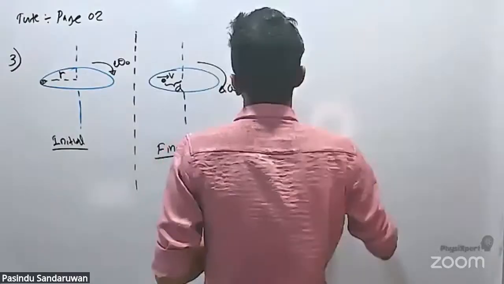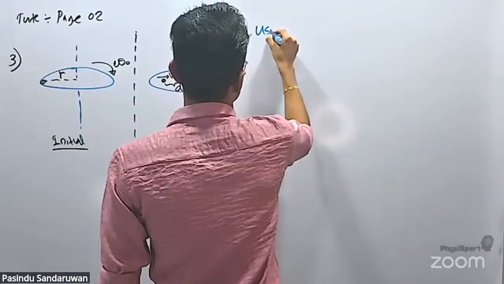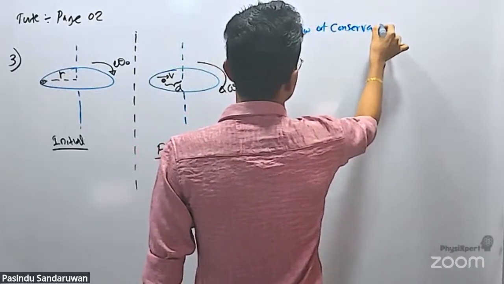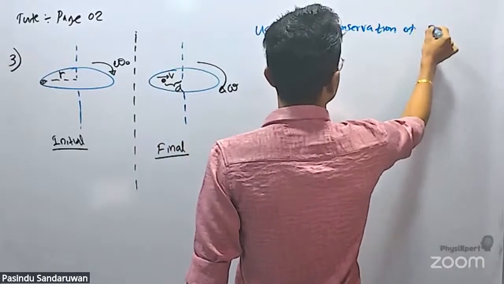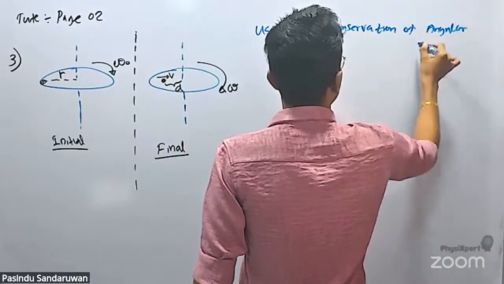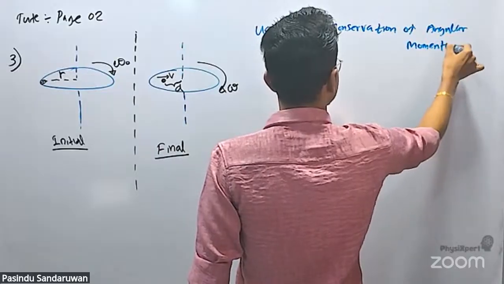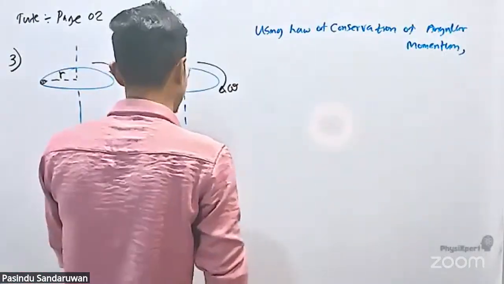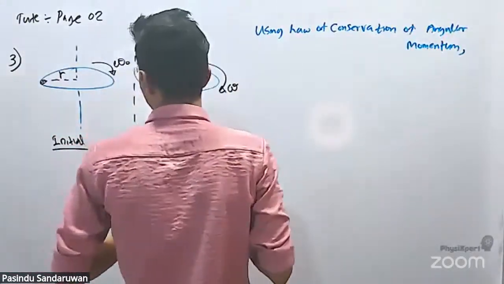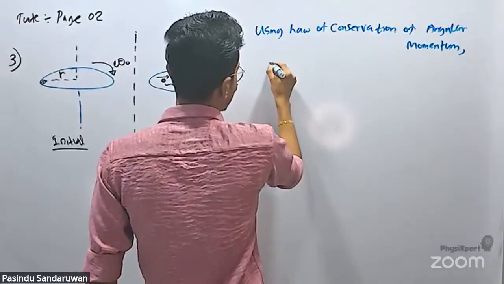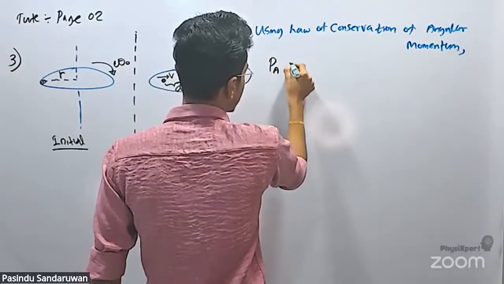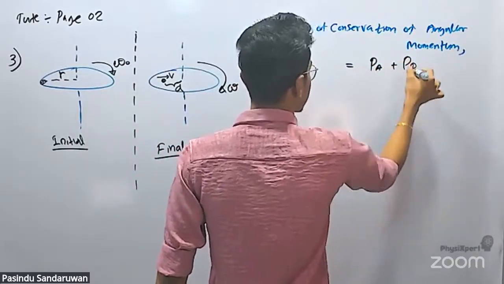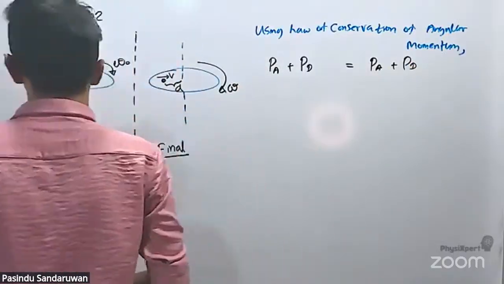Same logic, using the law of conservation of angular momentum. Now we have two objects, right? Then there should be an angular momentum for the ant and the disk, finally also for the ant and disk. So about the ant here.